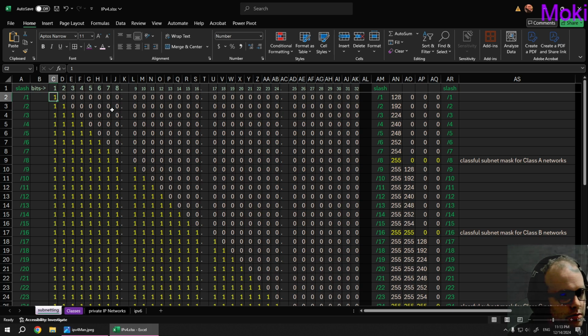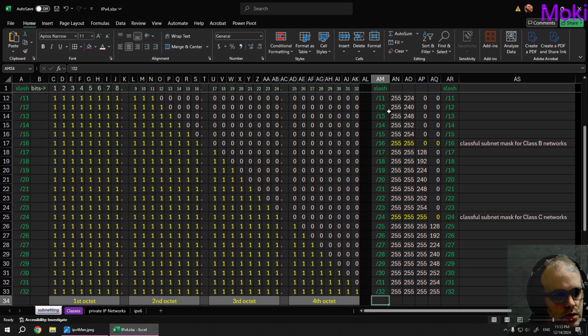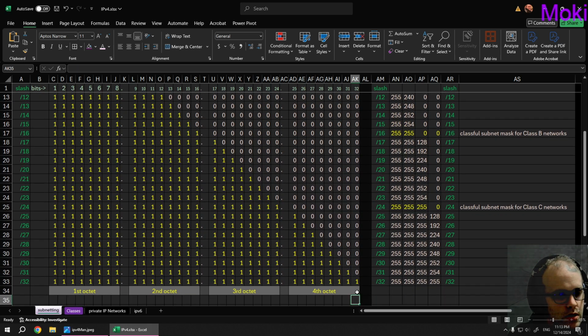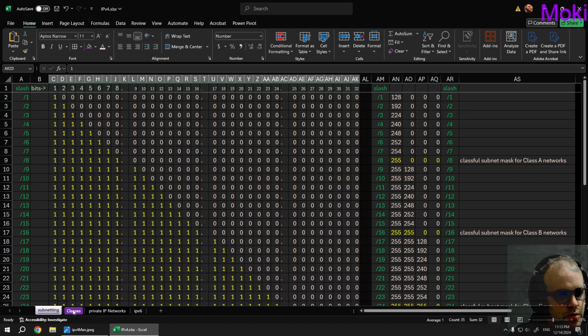So I made this Excel sheet with the bits. There are 32 bits in an IPv4 address. For subnetting, the abbreviation goes from /1 to /32, and you can see each bit lit up.